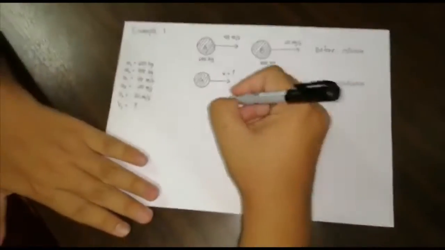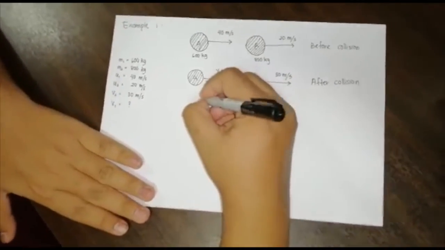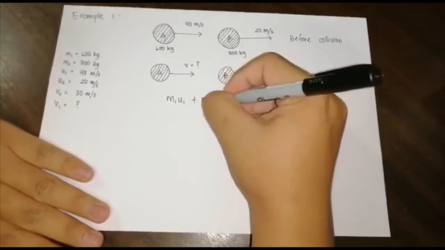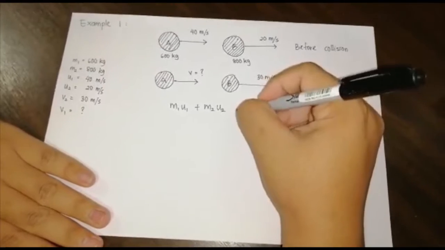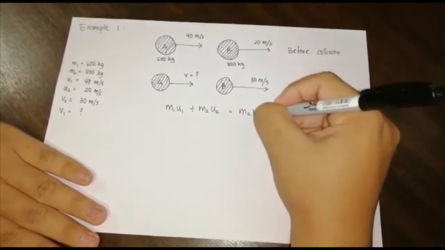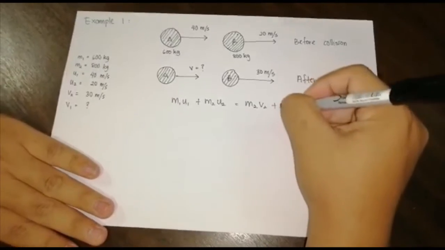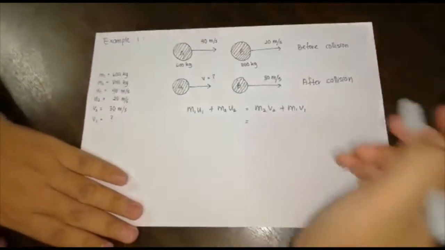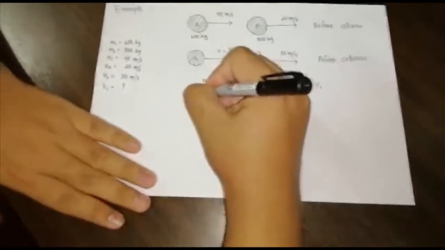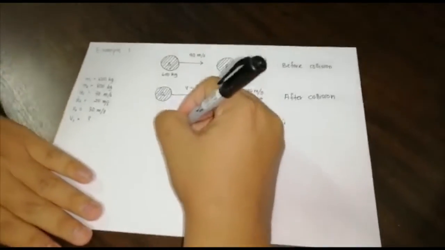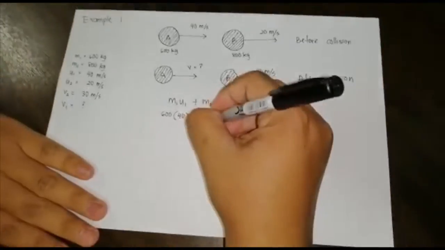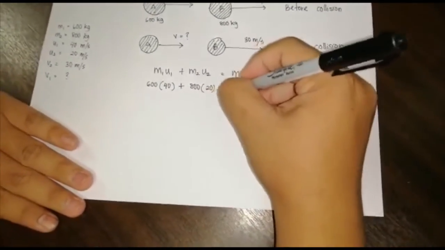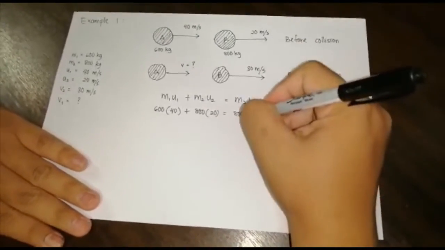So, we can use momentum conservation like this: M1 U1 plus M2 U2 equals M1 V1 plus M2 V2. Okay, let's substitute into the equation. M1 is 60 and U1 is 40, plus M2 is 80 and U2 is 20. For M2 V2, M2 is 80 and V2 is 30.